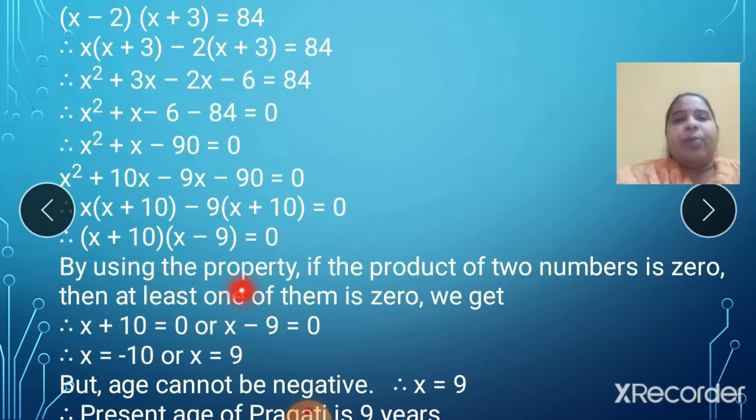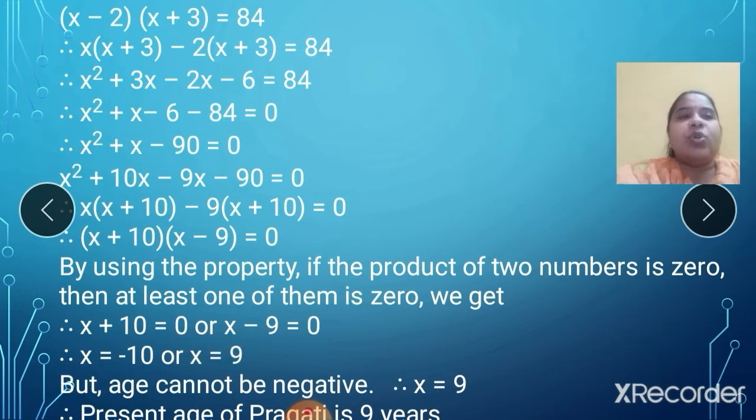So by using the property, if the product of two numbers is 0, then at least one of them is 0. Yes or no? This I have used in most of the sums of factorization. So I have two products equal to 0. So I can equate either this is equal to 0 or this is equal to 0. Correct? So x plus 10 is equal to 0 or x minus 9 is equal to 0. Shift this 10 this side, it will become minus 10. And this minus 9, when I shift this side, it will become plus 9. Now go back to the assumption.